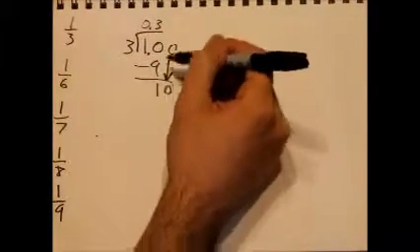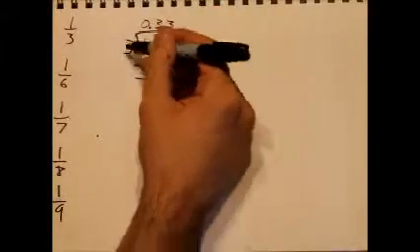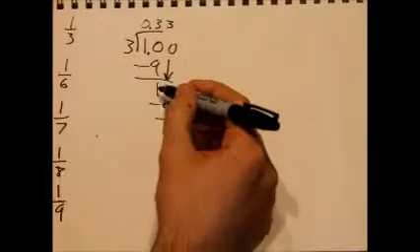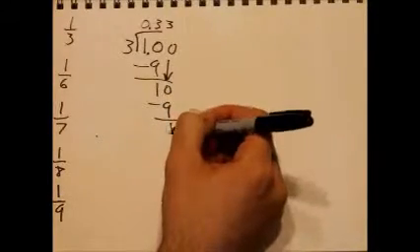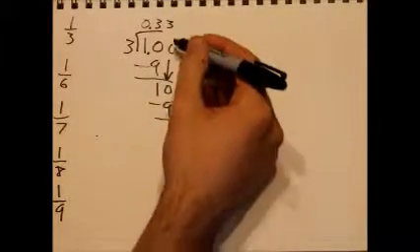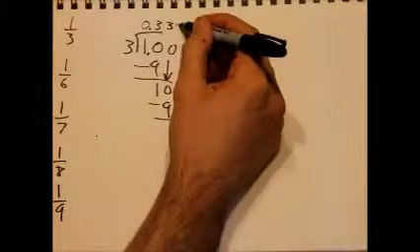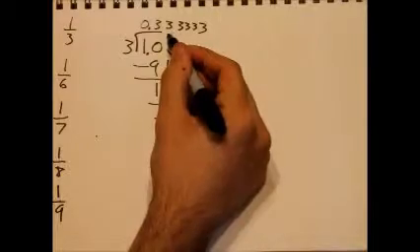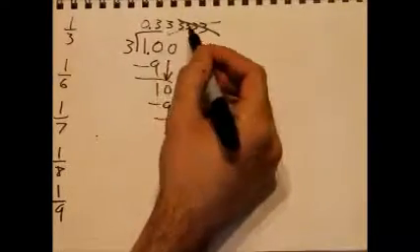3 will go into 10 3 times. 3 times 3 is 9. 10 minus 9 is 1. And it'll just keep repeating. And it'll end up getting 3, 3, 3, 3, 3. Which is why we just cut off and we say 0.33.